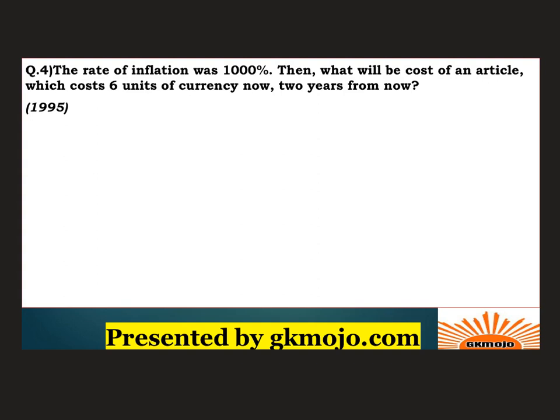The rate of inflation was 1000%. Then what will be the cost of an article which costs 6 units of currency now, 2 years from now? Alright, so the present price is 6 units, and now they are asking what will be its price 2 years later. Inflation is given to be 1000%. Inflation means how much the price of everything increases.